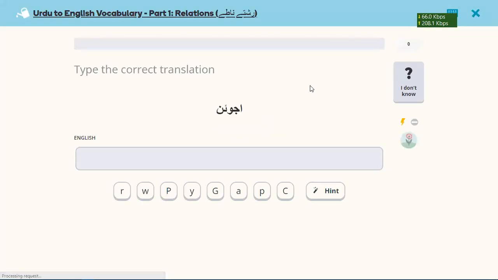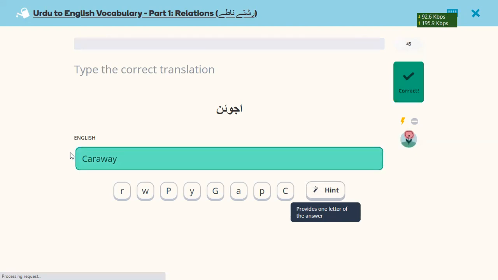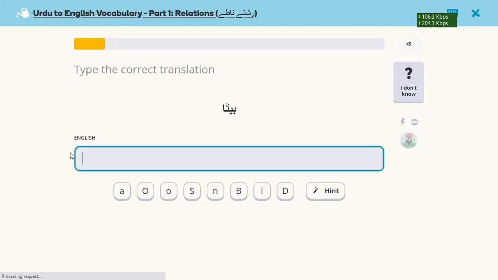Okay, now only one student will answer, which is Khutija. Khutija, what is your native language? Bengali. Do you know anything about Urdu, Hindi language? Yes, not good, but I can read. Okay. What is the word for Ajwan in English? I do not know. Anyone? Caraway. Next. Spelling.